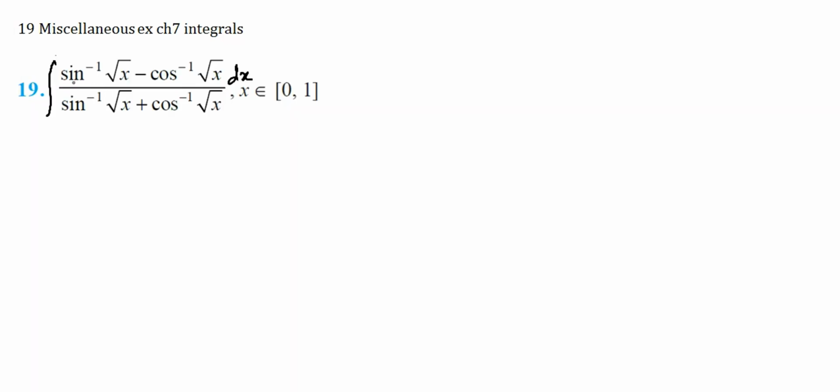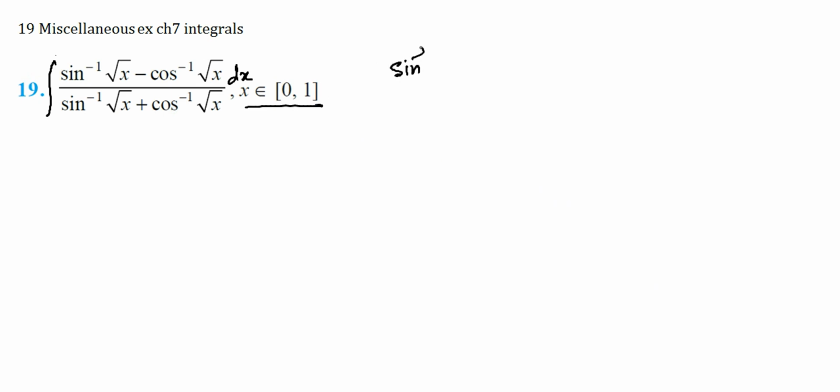Well, in question number 19, we have to integrate this function (sin inverse root x minus cos inverse root x) upon (sin inverse root x plus cos inverse root x), and it is given that x belongs to the closed interval 0 to 1. Now, first of all, let us see why this interval is given.